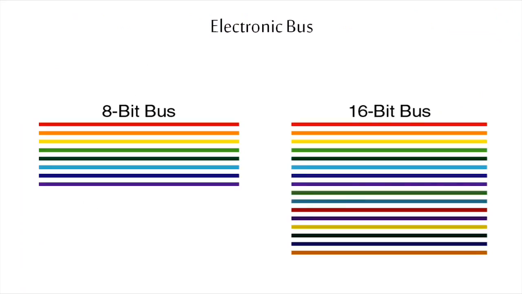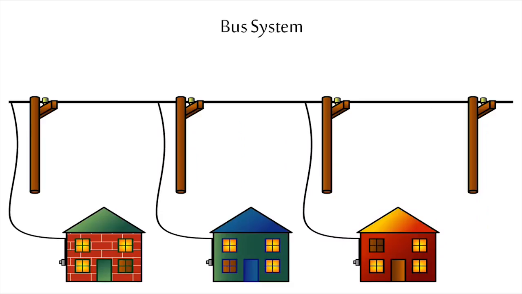So we have an 8-bit bus, and then we have a 16-bit bus. It's just 8 lines versus 16 lines. And that's what a bus is. It's just a set of transmission lines.